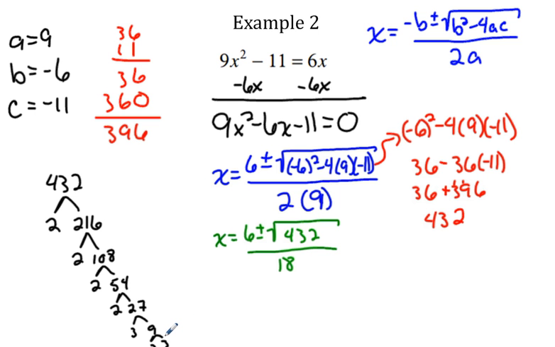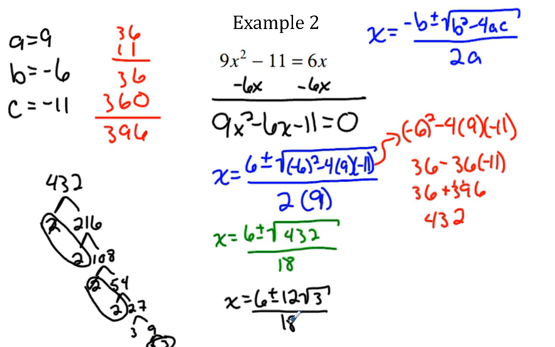But anyway, so we're looking for pairs. There's a pair of 3s. There's a pair of 2s. There's a pair of 2s. All right, so we get x is equal to 6 plus or minus 2 times 2 times 3. That's 4 times 3, which is 12. Square roots of 3, so it's left over there, divided by 18.